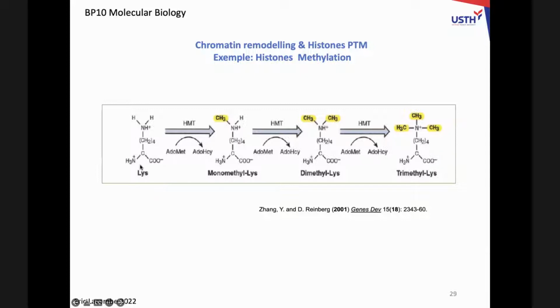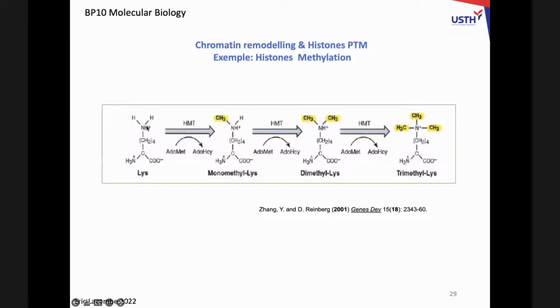And this lysine can be the lysine at position 9, because this position 9 can be either acetylated or methylated. So this is the simple methylating process. It is catalyzed by enzymes which are called histone methyltransferase. Okay, so what you see in this reaction, it's a very simple reaction.